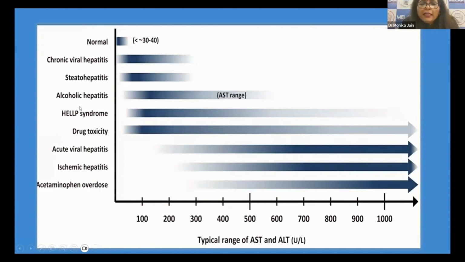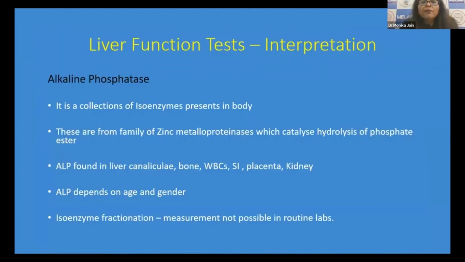When the ALT and AST are in alcoholic hepatitis or HELLP syndrome, generally this is in the range of 300 to 400. And in cases of chronic hepatitis or steatohepatitis, generally the range of ALT and AST is around 200, or it can reach up to 300. So not only the ratio of ALT and AST, but also the range in which we get the transaminases, we can suspect different causes accordingly. Then comes the second marker, that is alkaline phosphatase.